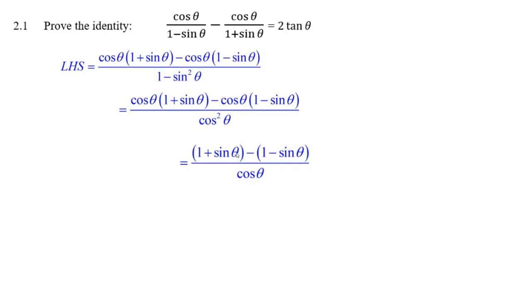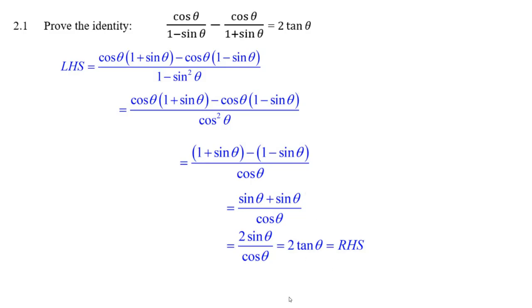You've got 1 plus sine theta minus 1 minus sine theta over cos theta. Okay, what's 1 minus 1? Well, that's nothing. But sine theta minus minus is plus another sine theta. That's 2 sine theta. But sine theta over cosine theta is just equal to tan theta. I think we've just made it look like the right-hand side, 2 tan theta. That's a little tricky, but that's how it works.